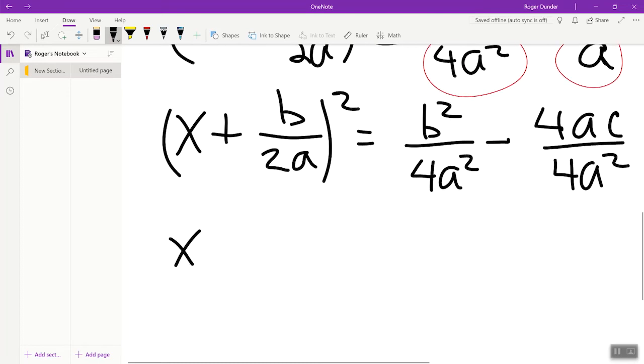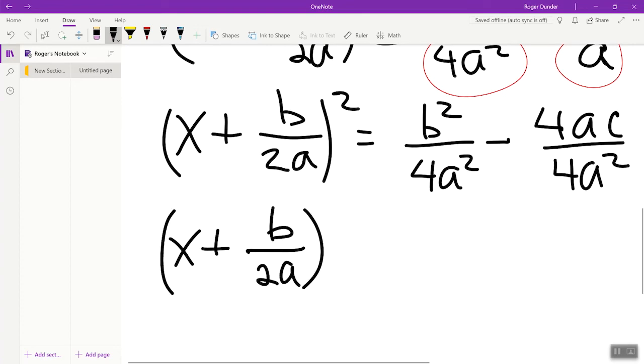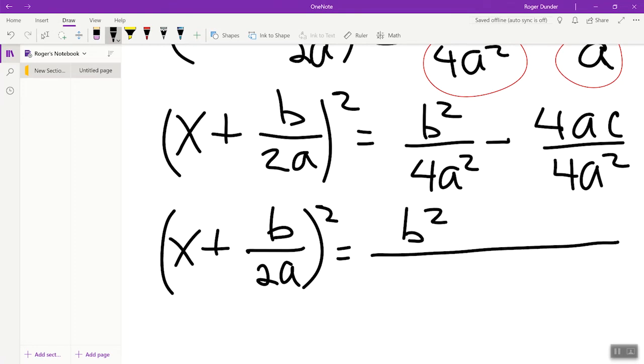We could actually bring that all together into one fraction, which we'll do. So this is x plus b over 2a quantity squared is equal to b squared minus 4ac all divided by 4a squared.